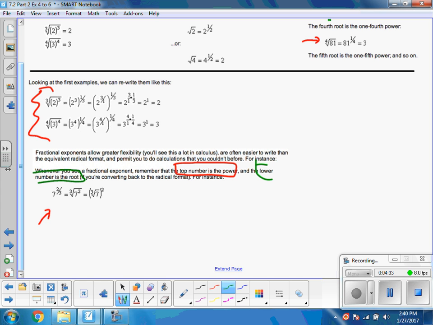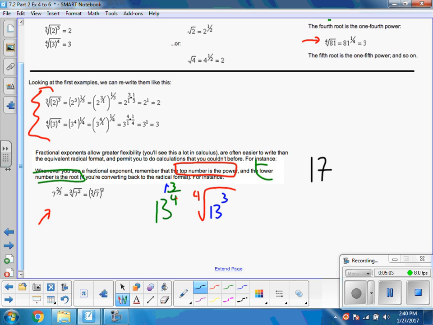So, for example, 13 to the 3/4 power. Now, this is the root, so it's 13 to the third, and the 4 ends up being my index out here. So 13 to the 3/4 power is saying the fourth root of 13 cubed. Okay, just something to keep practicing, keep wrapping yourself around.